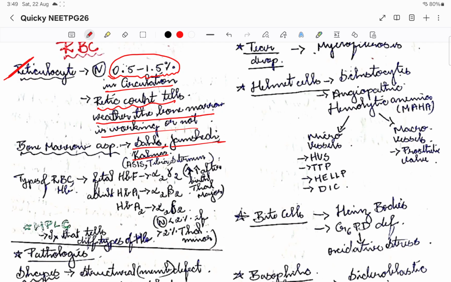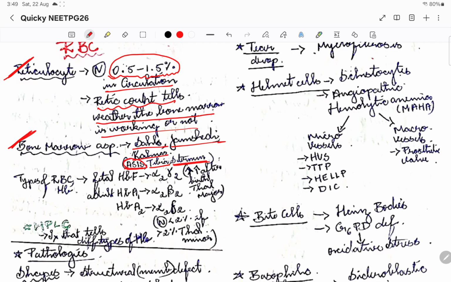We all have done this in our final year viva exams, right? For the practical exam it used to be there: Salah's, Jamshidi's and Klima's. So learn to differentiate them. They might ask it, because they are asking all the image based and video based questions, right? So this might also come. Bone marrow aspiration is mostly done at the ASIS, that is anterior superior iliac spine, or tibia or sternum. The most common site is ASIS.